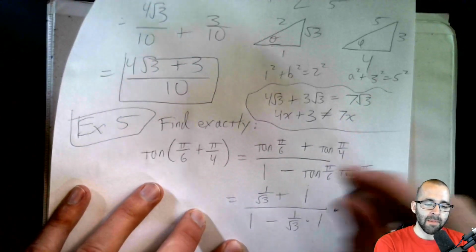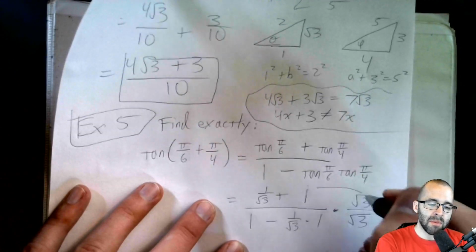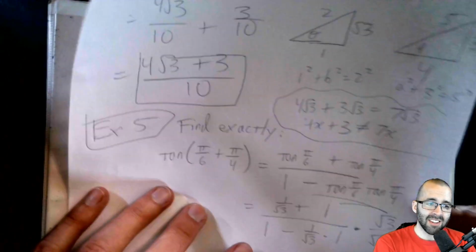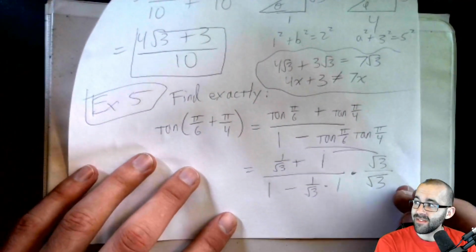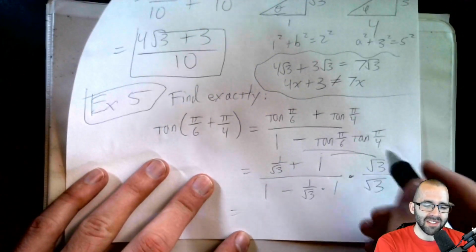So to get rid of that denominator, all we have to do is multiply by the square root of 3 over the square root of 3. And then remember to distribute on the top and distribute on the bottom. And that'll probably make things look a lot nicer. No promises. I don't know where this is going, but I have faith. And I've done problems like this.